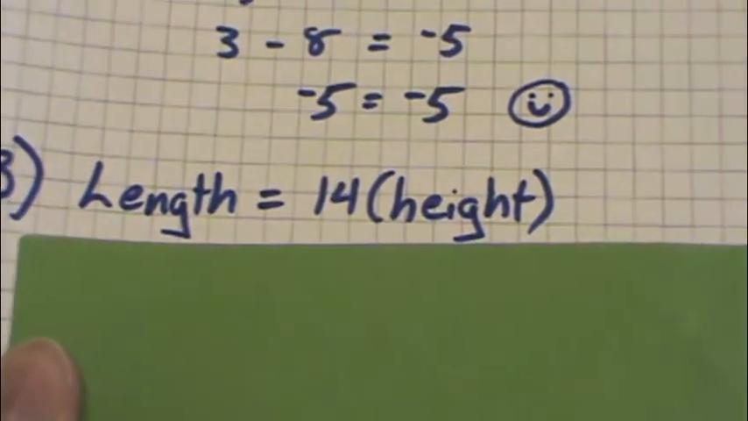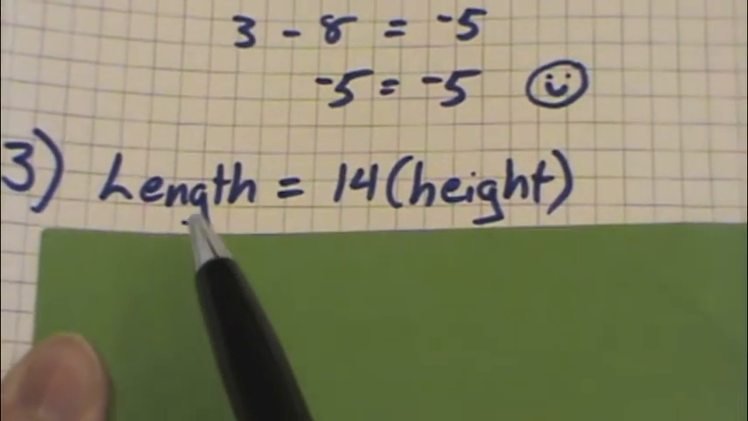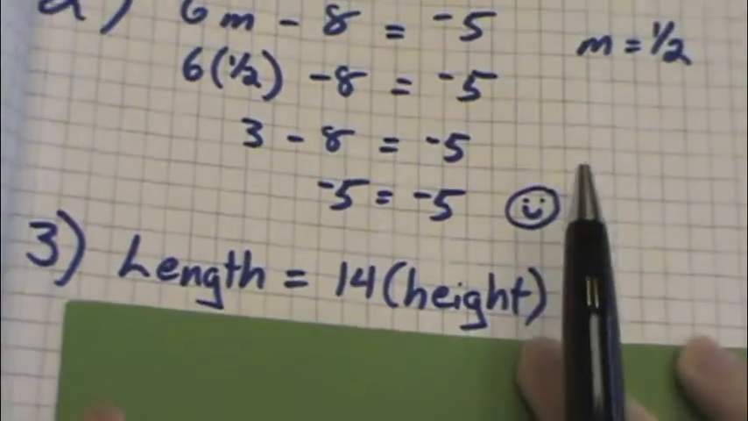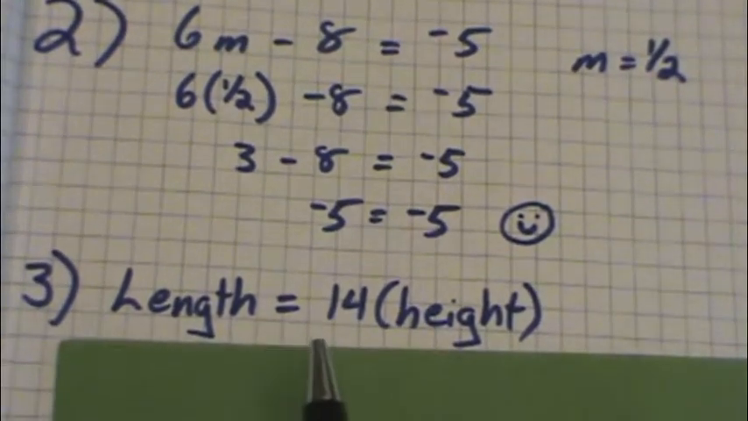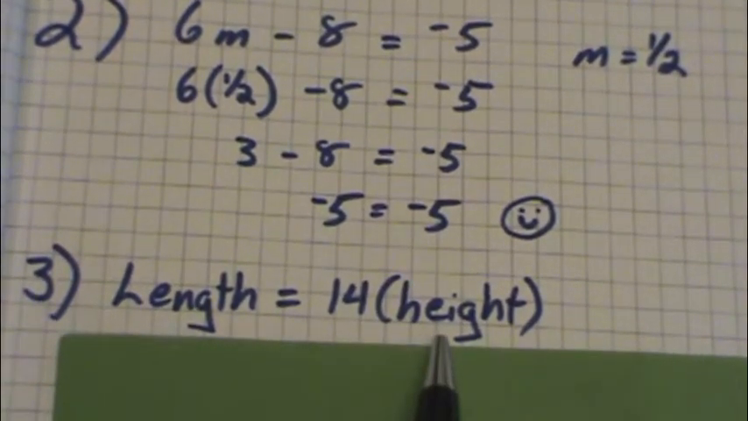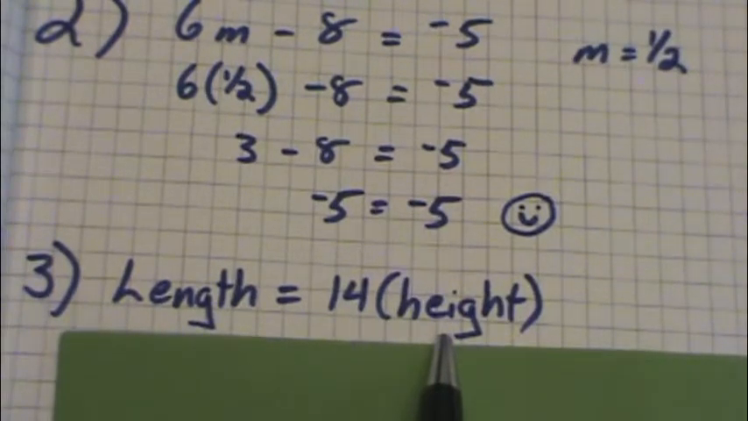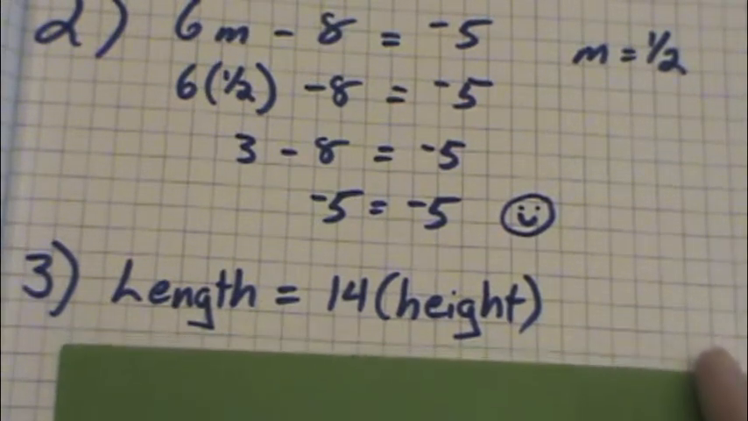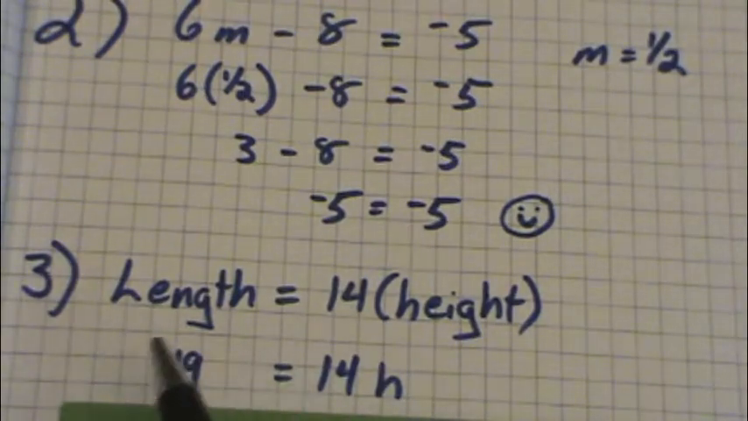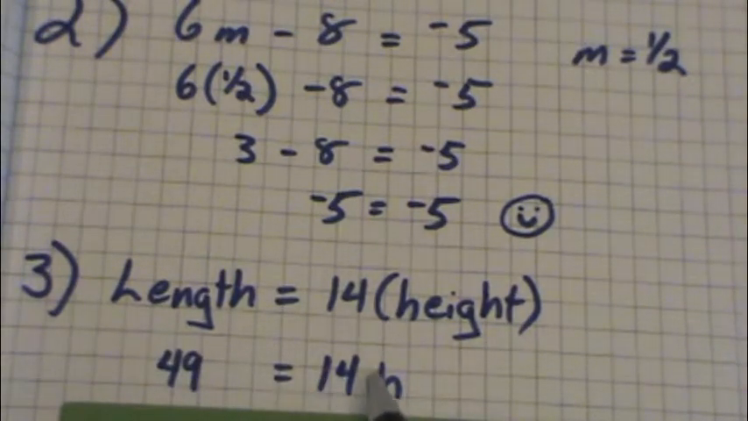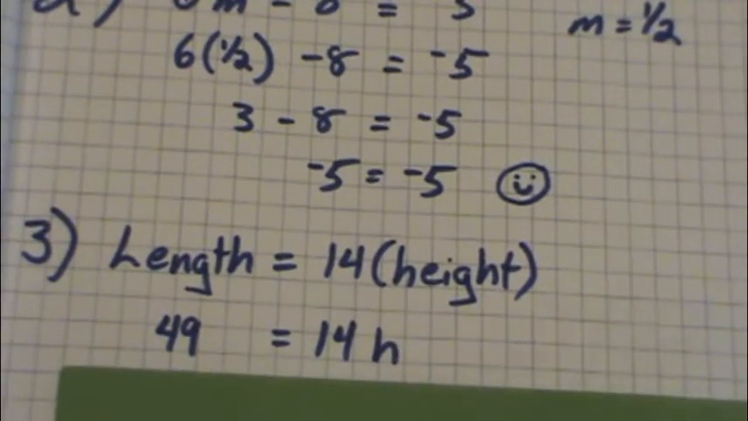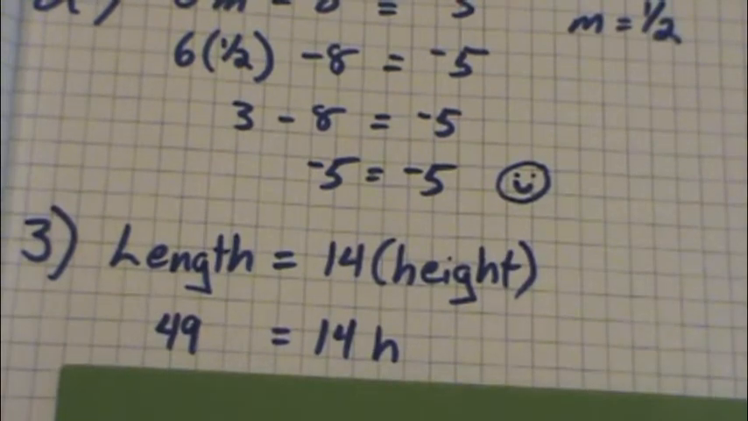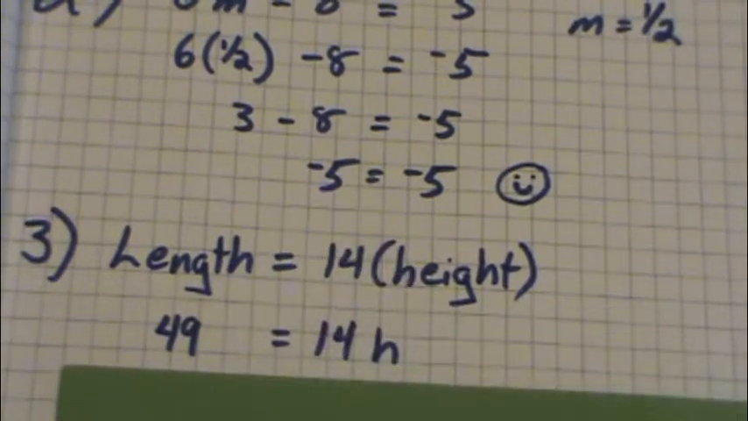They told you in the question that the length of the ball court is 14 times the height of the walls, which means if the length is 14 times the height, and they tell you that the length is 49 centimeters, you can use this equation: 49 equals 14 times h. Your answer will be in centimeters because the 49 is in centimeters. That's all there is to number 3. This should be written in your homework book.